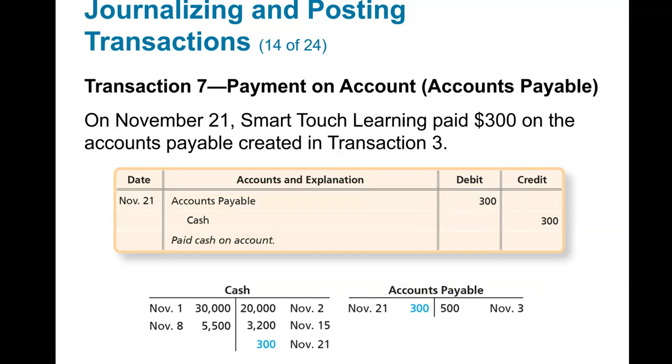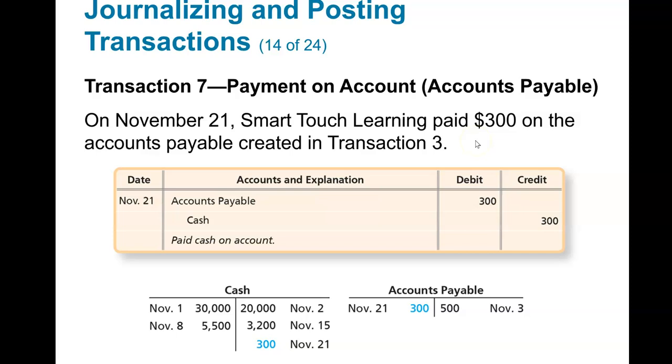Okay, so let's do this one. We owed money when we bought the office supplies, so we're going to pay $300 of the money we owe. Remember, it was $500. See here, we have a $500 balance in accounts payable. That's a liability, a debt or obligation. But we are now lowering that liability. We no longer will owe $500 because we're going to pay $300 of that debt off.